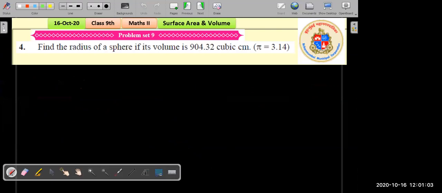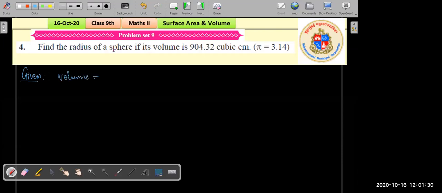Yes. And what is the question? It says, find the radius of a sphere if its volume is 904.32 cubic centimeters and pi is given. So again, concentrate students here on this screen, on the Zoom screen. Yes, students. So we are given that radius is equal to question mark. We are asked to find radius and we are given volume.